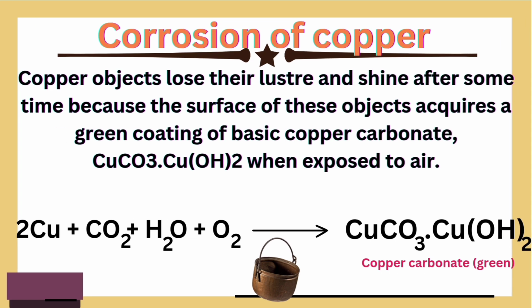Next, corrosion of copper. Copper objects lose their luster and shininess after some time because a coating is formed on it, a green color coating, that is known as copper carbonate.